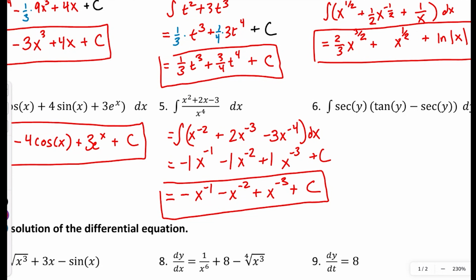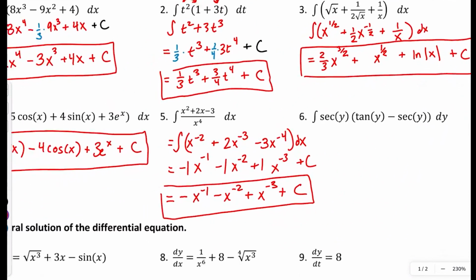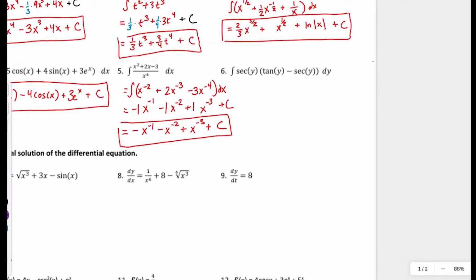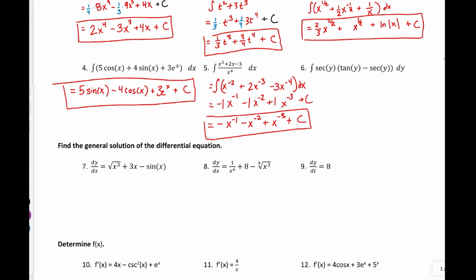All right, number 6. We've got secant times tangent minus secant. Now, you might not recognize this, or even this, like what is the integral of either one of those two things? We don't really know that yet, but what we really want to do to make this a little easier is like we did back on number 1. Let me zoom out a little bit so you can actually see this. I think that's the only way I'm going to be able to fit it all in there. We're going to use the distributive property and multiply secant y by both of these.